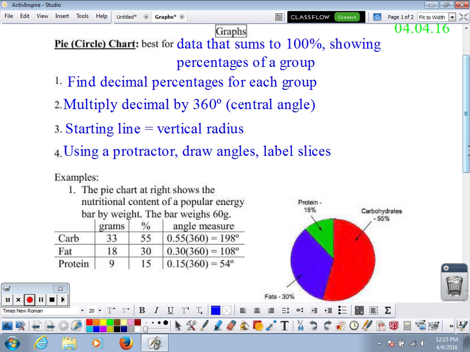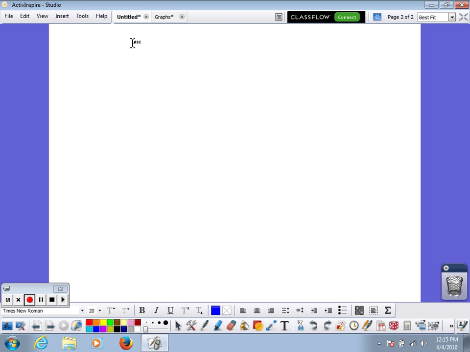Now, be honest. If you're super comfortable and very confident in your ability to use a protractor to measure and draw angles, raise your hand. Okay. That's pretty much what I expected. So, let's do a quick crash course in how to draw angles and measure angles using a protractor. So let's start with this.